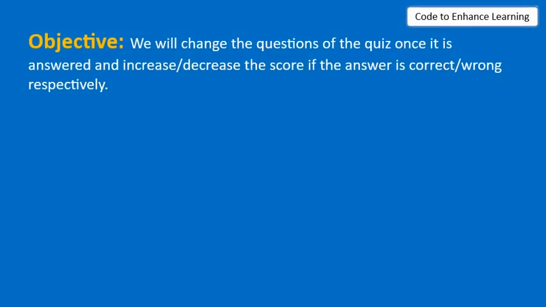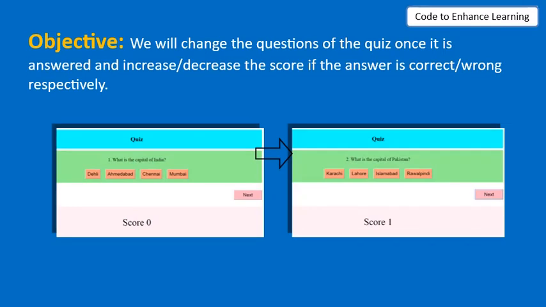In the last lesson, we learned about variables, input functions in HTML, and adding a question to our page. So in today's lesson, we will change the question of the quiz once it's answered and increase or decrease the score if the answer is right or wrong. Seems interesting, right? Let's get into it.